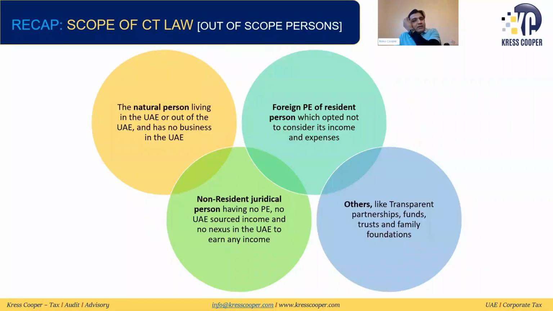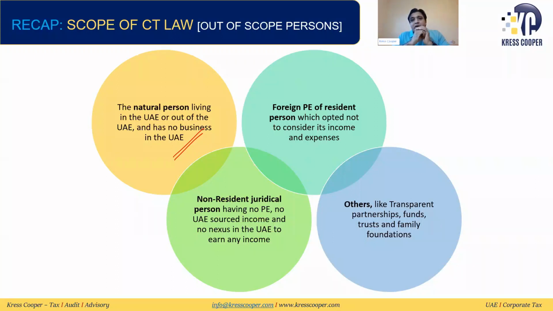In our third lecture, we discussed the out of scope persons. In the out of scope category, we discussed natural persons who are living outside the UAE and have no business in the UAE. These natural persons will not be subject to corporate tax. Then we discussed the non-resident juridical person who doesn't have any PE in the UAE or UAE-sourced income, or any nexus in the UAE through which they are generating income. They will not be subject to corporate tax.